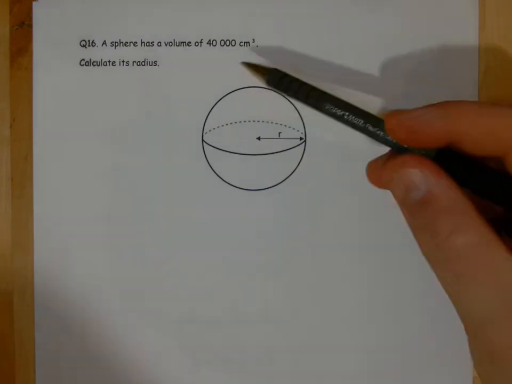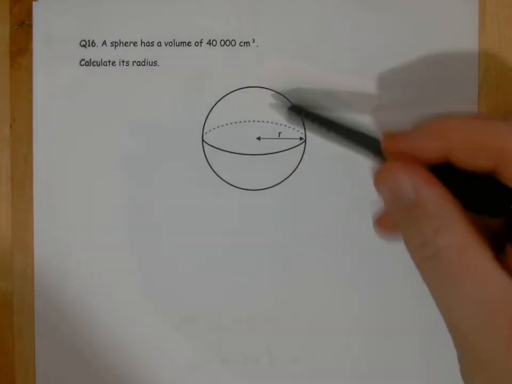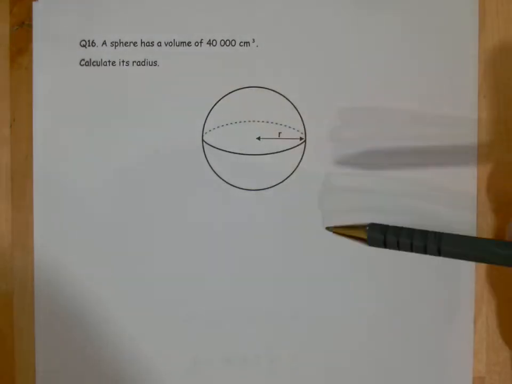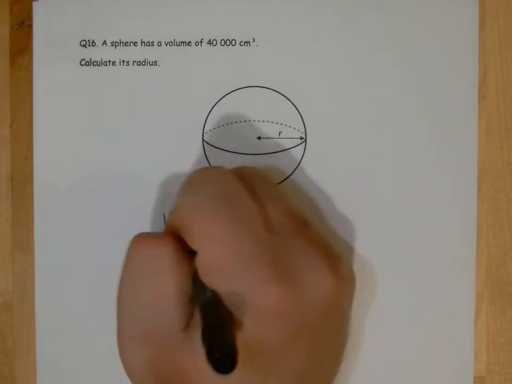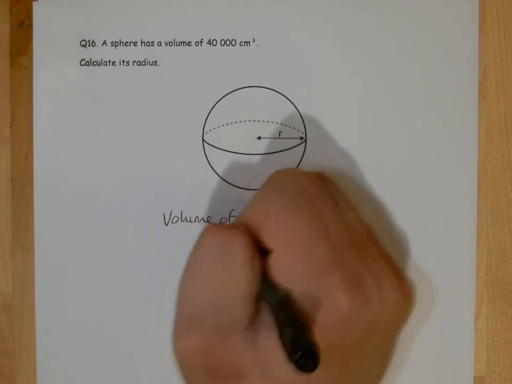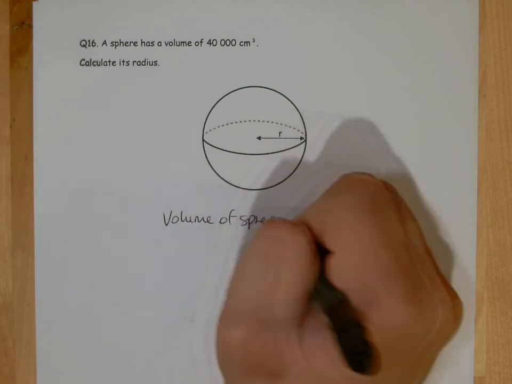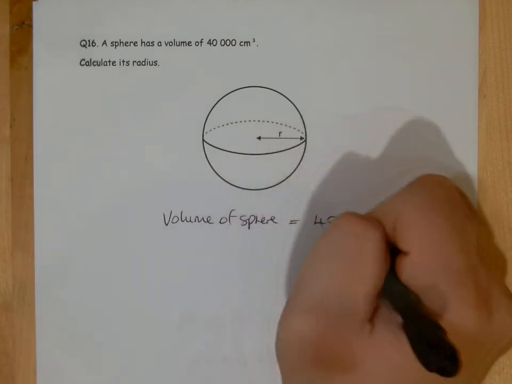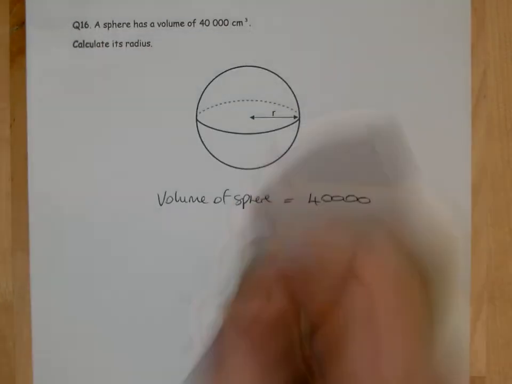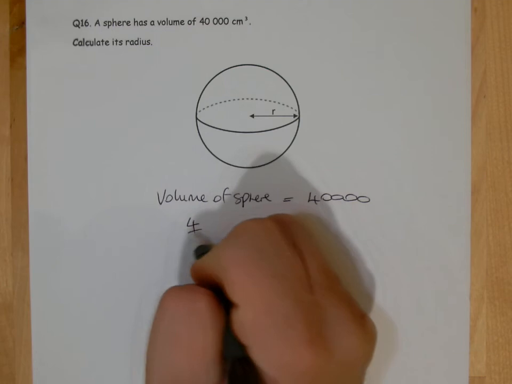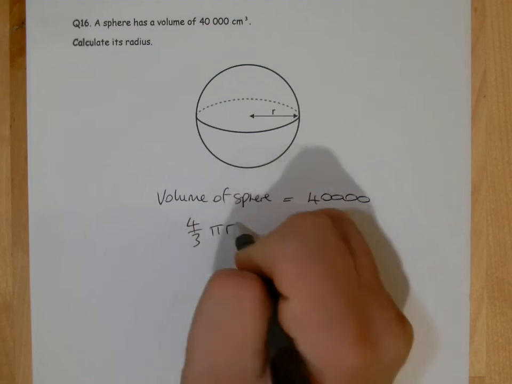Okay, so a sphere has a volume of 40,000 centimeters cubed. Calculate its radius. Well, again, we've got a situation now where we're given its volume. We're told it's 40,000. And I know the formula for a sphere is 4/3 pi r cubed.